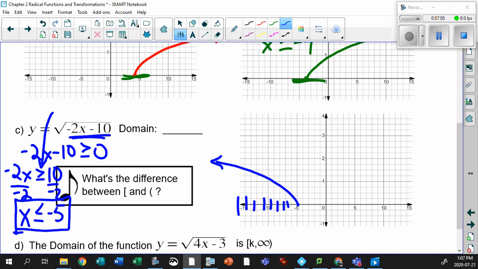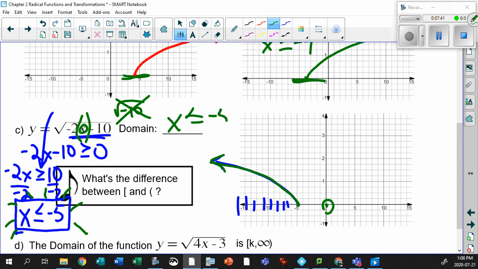Case in point, don't believe me? Try a value bigger than negative 5. Try 0. You put 0 into here. Look, minus 2 times 0 is 0 minus 10. You got the square root of negative 10, and you know and I know you can't square root a negative. Interesting. So if you think about this then, this idea of this restriction also determines the shape of the graph, the way the graph is going to arc. Oh, is this ever cool? So x in this case is less than or equal to negative 5.